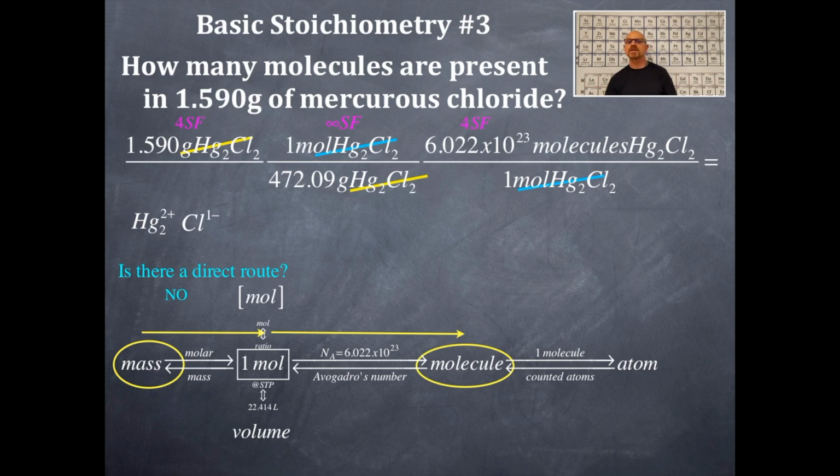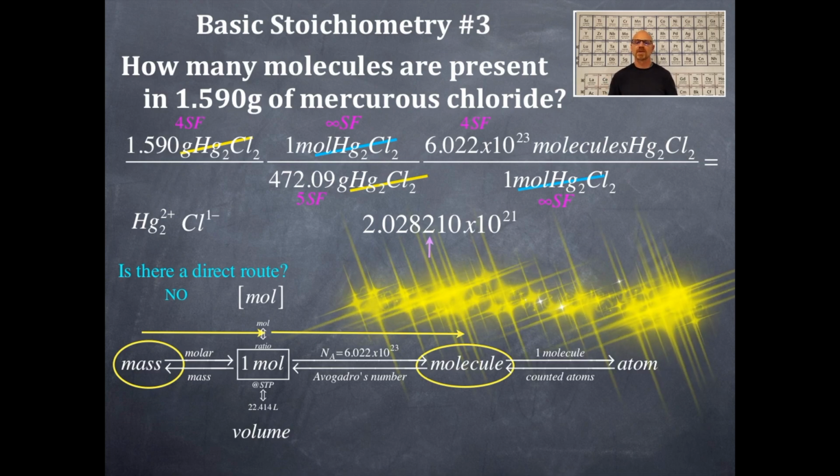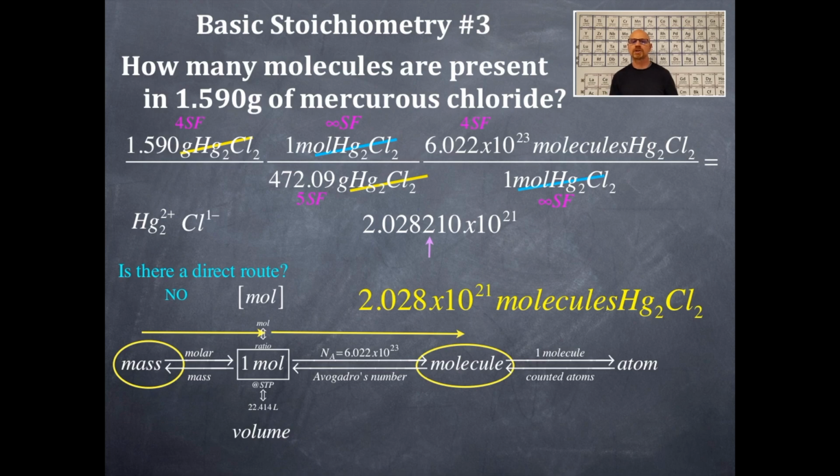How many significant figures in that molar mass? It's to 2 decimal places, but there are 5 significant figures. How many significant figures in the 1 mole of mercurous chloride in the denominator, and in the molecules there? And that is infinite as well. So the fewest number of significant figures that we have on this problem is 4. So I'm going to get a number in my calculator, and then I'm going to round it, and then I will have 4 significant figures rounded correctly. And that number is 2.028 times 10 to the 21 molecules of Hg2Cl2.